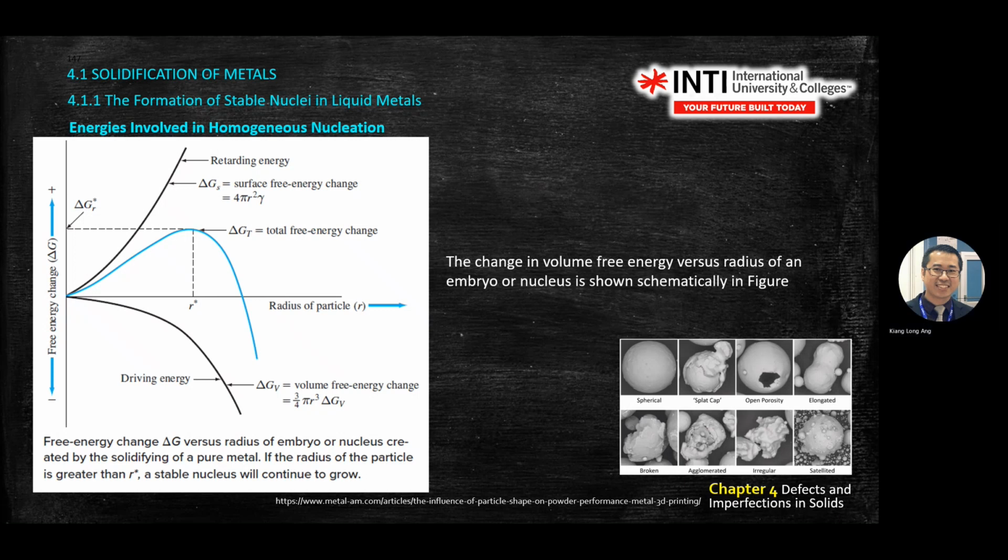This curve, on the peak of the energy, you bring down to the x-axis, this r star. This is the critical size. As you move forward, the radius will continue to grow, but the energy needed will drop because it has already reached a stable size. It just needs to continue to grow.